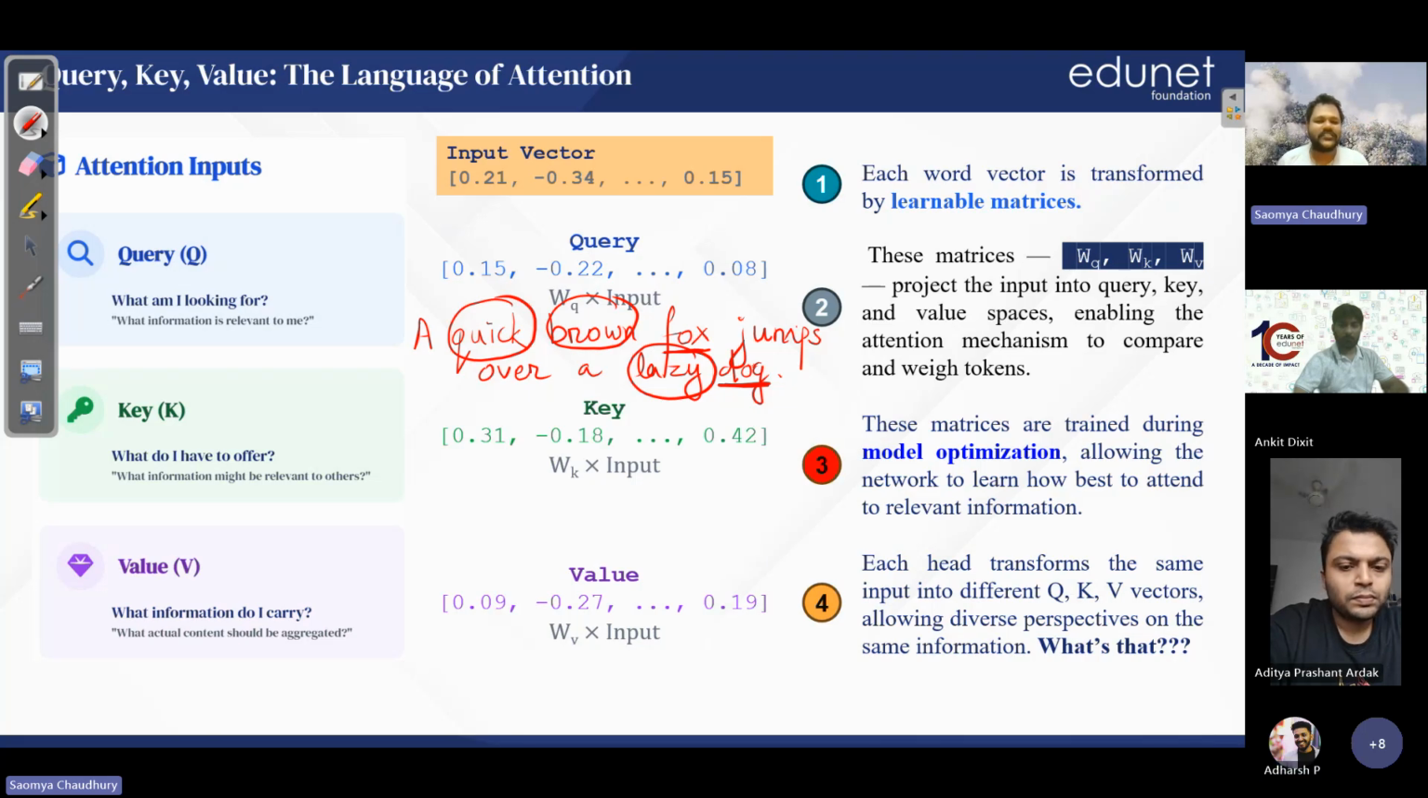So the fox is a noun. What kind of fox is it? What color of fox is it? Brown, right? And how is the fox moving? Maybe a quick fox, right? A brown fox, right? You got it, right? So both the words describe the word fox.